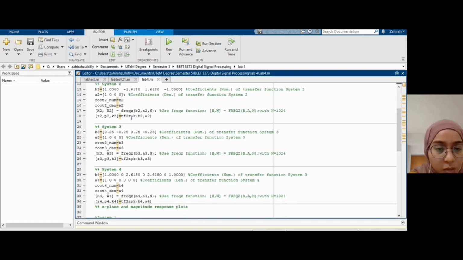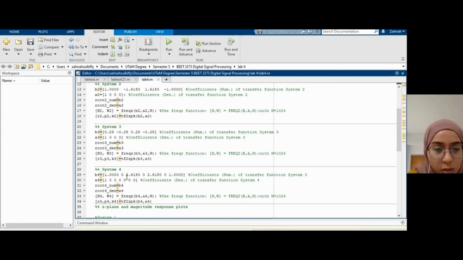Okay. So as you can see here for system 3, the numerator will be 0.25, negative 0.25, 0.25, and negative 0.25. While for system 4, it is 1, 0, 2.618, 0, 2.618, 0, and 1.